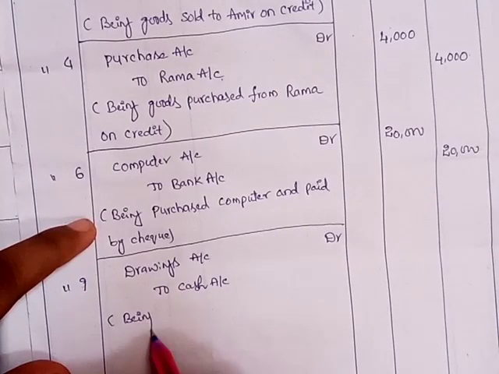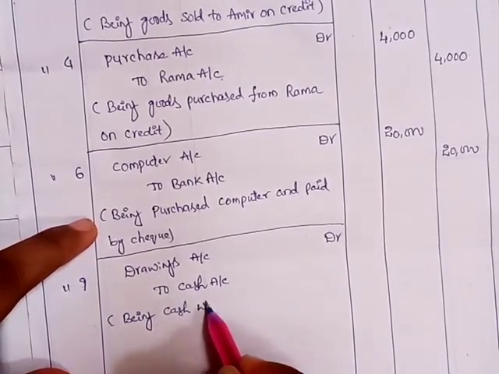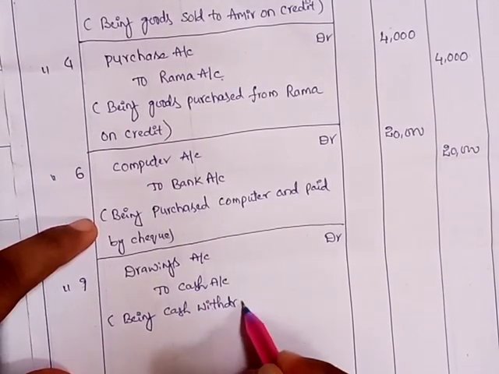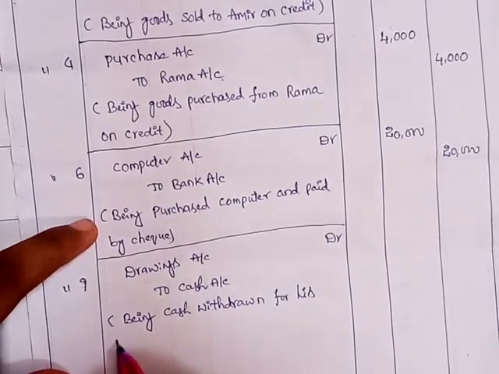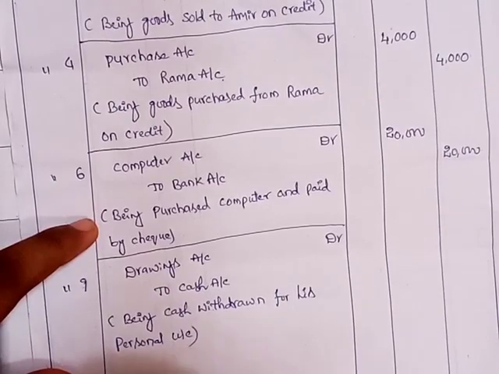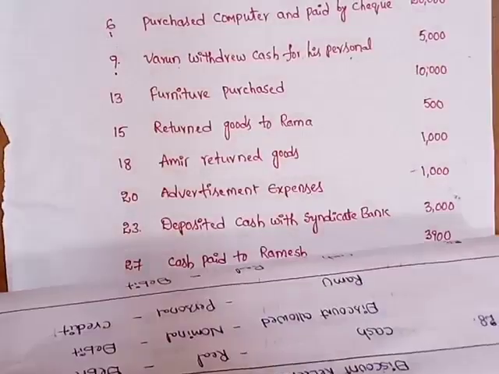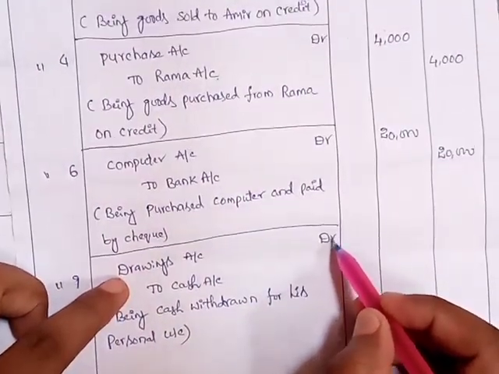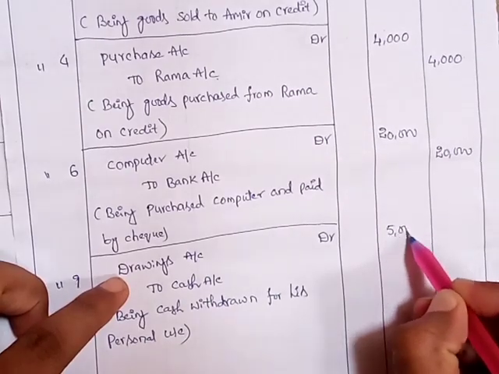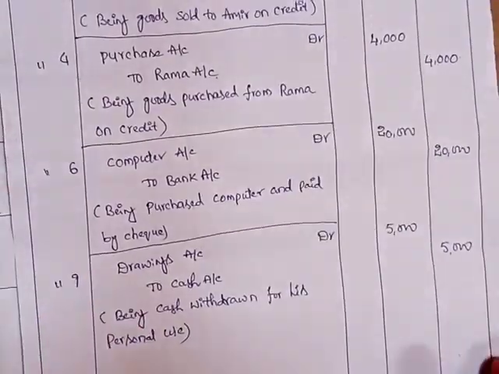Being cash withdrawn for his personal use. So what is the amount? 5,000. So against the debit line in debit column 5,000, against the credit line in credit column 5,000. Next.